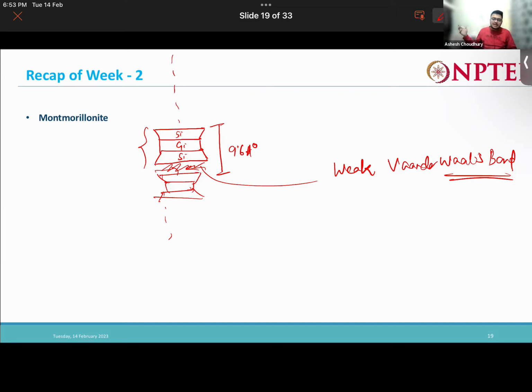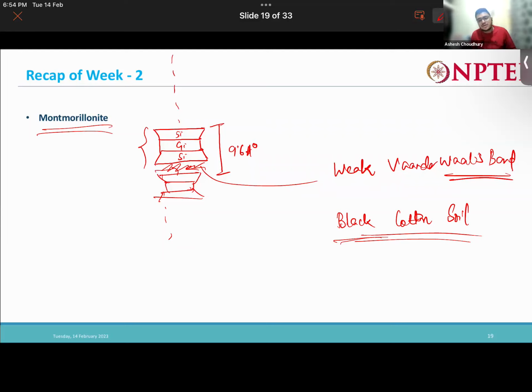Some other exchangeable ions can easily enter in between the lattice. So due to this, what happens? They expand in size. So this is very, very problematic soil. You might have heard about this black cotton soil. In South India, if you go near Madurai, or in Visakhapatnam and all, you will find this black cotton soil.